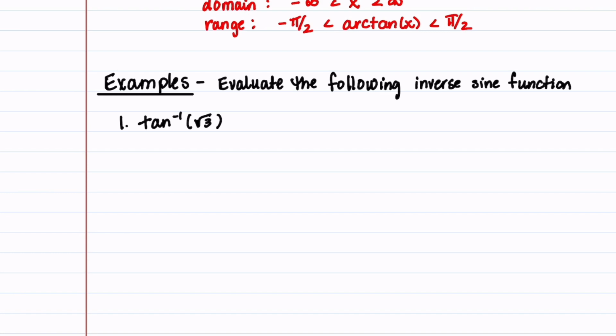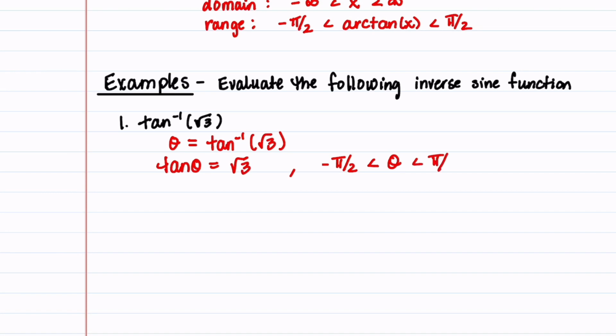Let's evaluate inverse tan of root 3. We don't need to check if this function is defined because inverse tangent is defined for all values of x. So we'll go right to letting theta equal inverse tan of root 3. That gives us tangent theta is equal to root 3. And we'll remind ourselves that we're going to choose a value of theta between -pi over 2 and pi over 2.